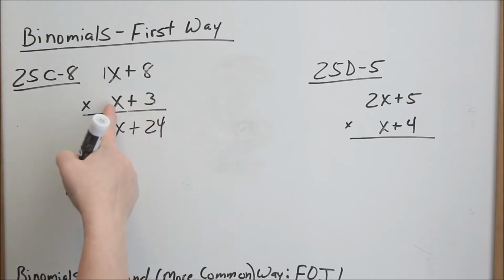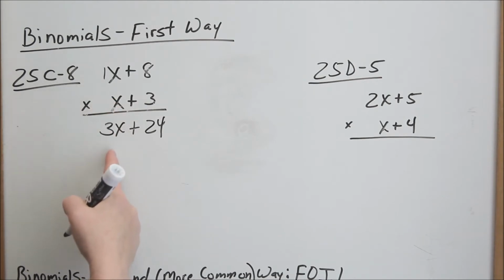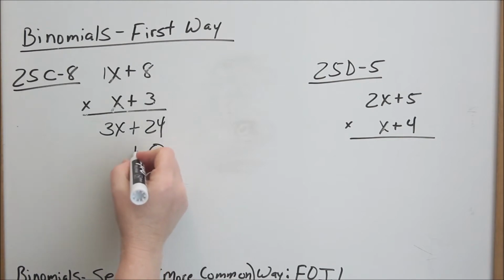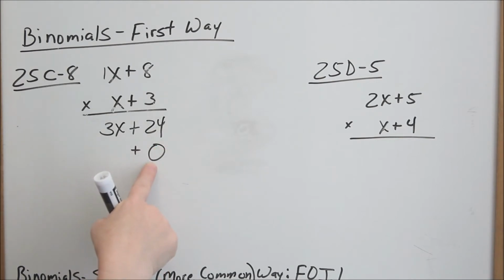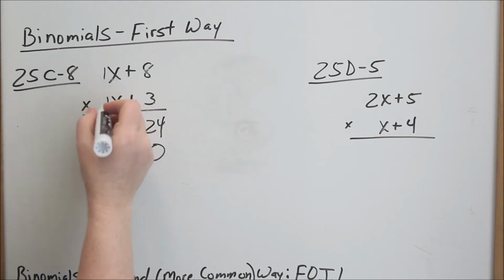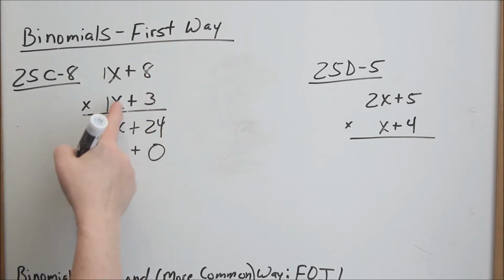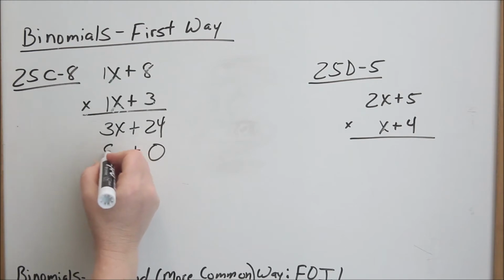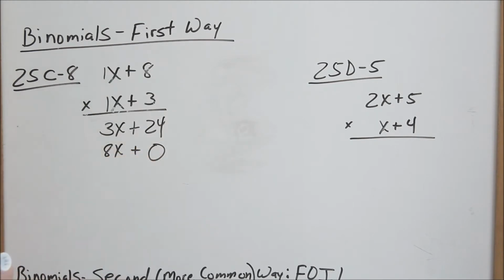Now what do we do? We start over here, and because we start over here, we're writing our answer in this column straight underneath it. So if you need to write a 0 here plus 0, that's completely fine because we're starting here. So we're saying x or 1x times 8. 1x times 8 is 8x, positive 8x.